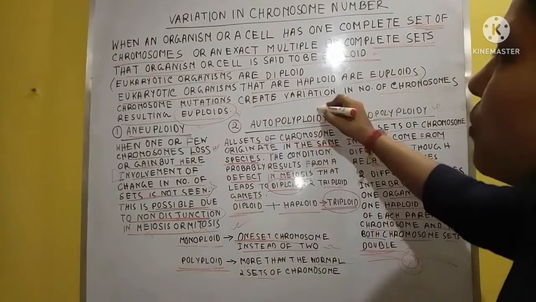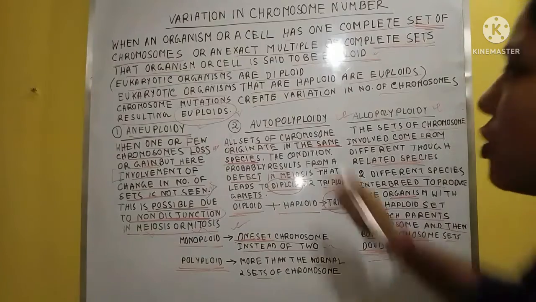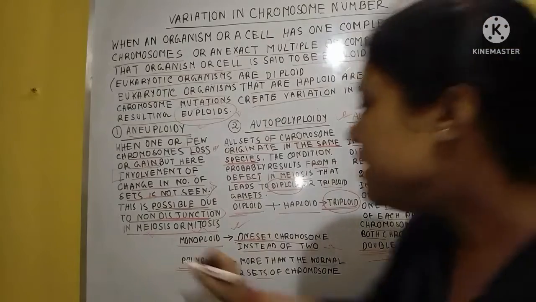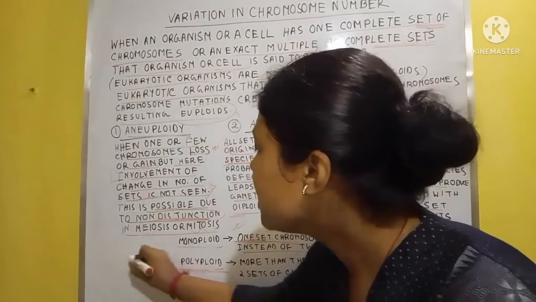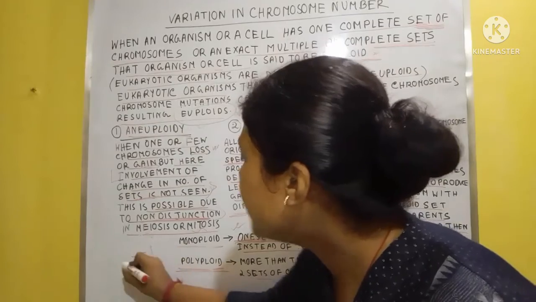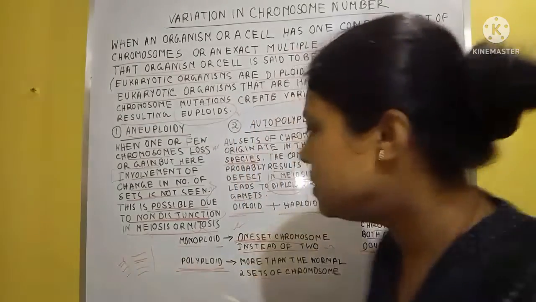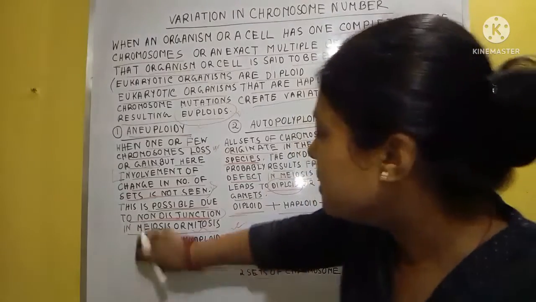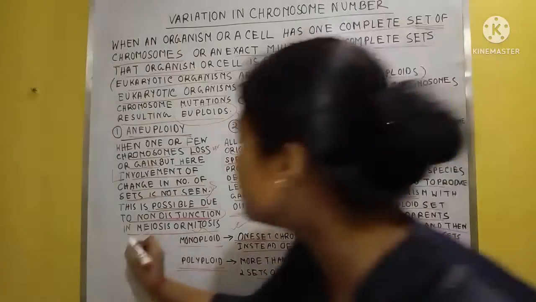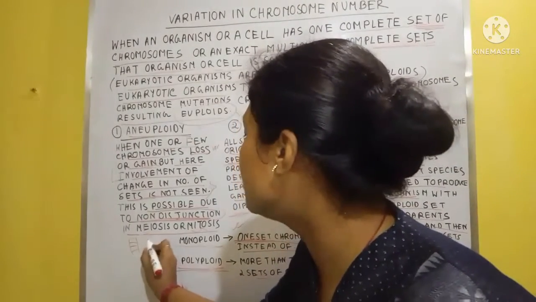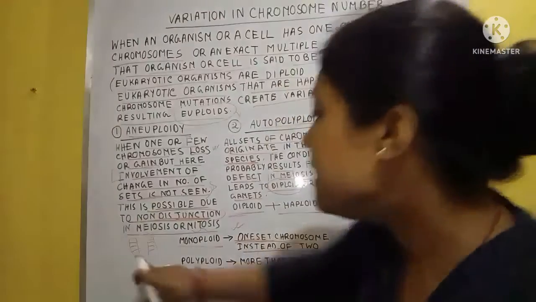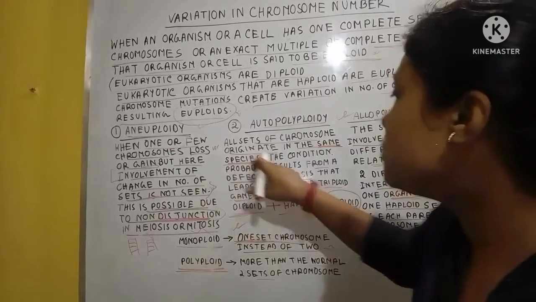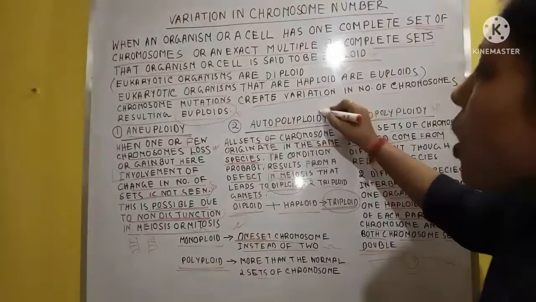Next are autopolyploidy and allopolyploidy. Autopolyploidy means all the sets of chromosomes originate in the same species. Suppose these are sets of chromosomes: this is one set and this is another set, so two sets of chromosomes. If the two sets of chromosomes originate in the same species, then it is called autopolyploidy.